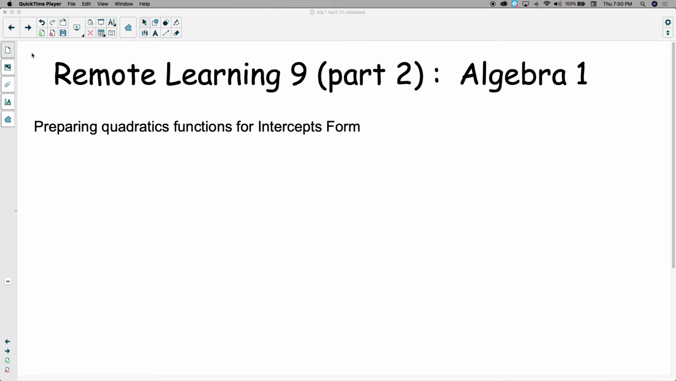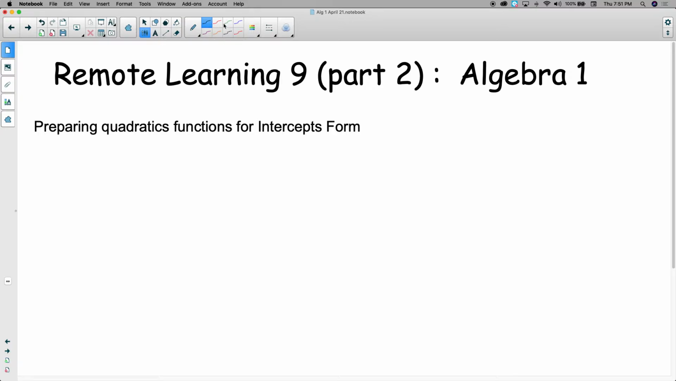All right, so welcome to part 2 of Remote Learning 9, and what we're going to focus on in the next 15 or 20 minutes is preparing quadratic functions for intercepts form. So in the first part, I went over what intercepts form looks like. So here it is in a formal way. We have a function that is a parabola, and this is its a value, but it is now written as the product of two binomials.